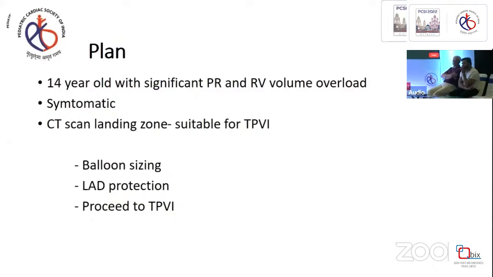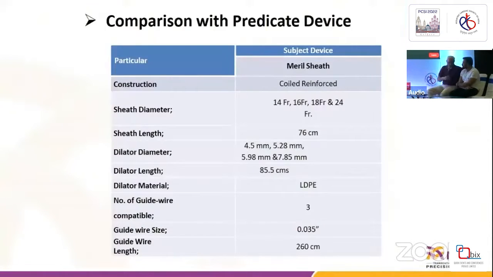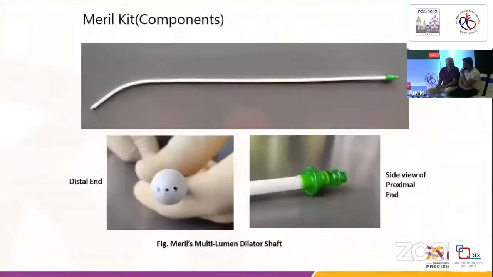Okay, now actually we have a sheath custom made by the MyValve company, which is a Python sheath particularly for pulmonary valve implantation, which has a 14 to 24 configuration, and it has a dilator which has three ports. So you can use up to 3 wires inside. At a time you can use 2 wires for stability.